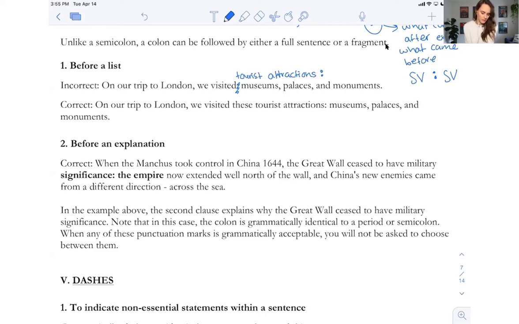Next one, before an explanation. And here they talk about, I think somewhere in here, the colon is grammatically identical to a period or a semicolon, because the second clause explains the first clause. I hope this is clear to everybody.